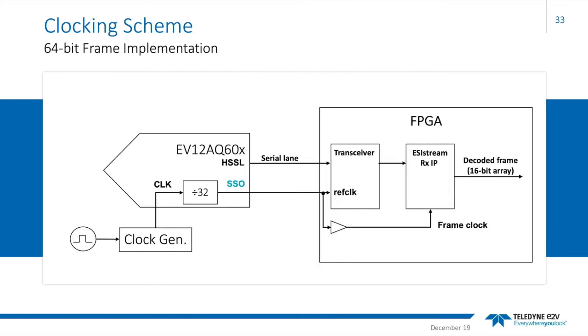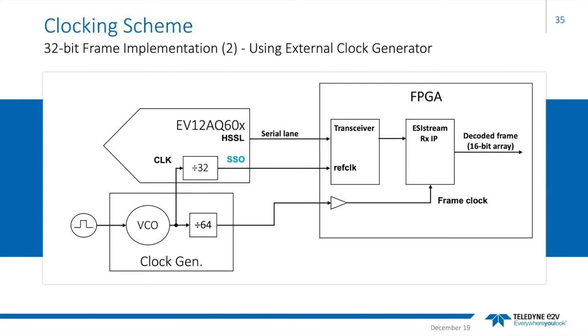This first example is a 64-bit frame width application. In this case, the SSO clock can be used directly for the frame clock reference. For this reason, it's directly connected to the transceiver's ref clock input. This next example is for a 32-bit data frame. As we've already seen, in the 32-bit case, the frame clock runs at twice the speed of a 64-bit data frame. To handle that difference, a 2x multiplier is inserted between the ref clock on the frame clock inputs within the FPGA.